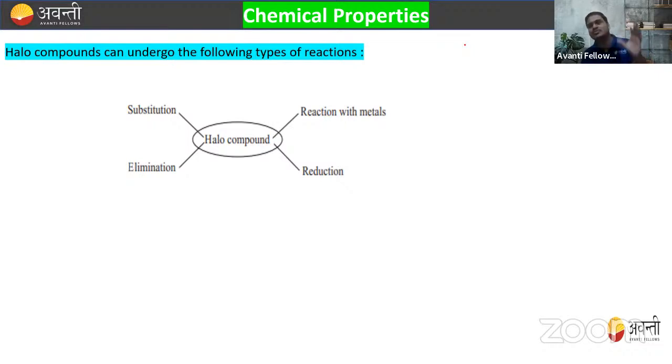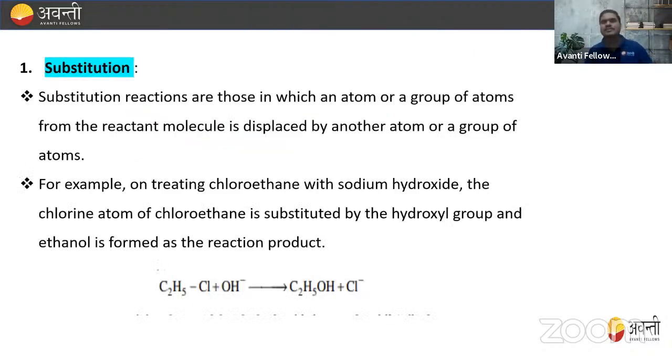So let's study the substitution reaction first. As the name suggests, substitution. Substitution means what? So what is substitution, beta? Substitution reactions are those in which an atom or group of atoms from the reactant molecule is displaced by another atom or a group of atoms. Right. So these are basically called substitution reactions.